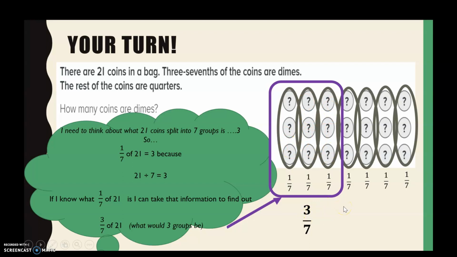Is my answer logical? Well, 3/7 is a little less than half, so 9 is a little less than half of 21, and my answer is not more than what I started with, so that's a good sign too. All right, let's look at a couple more.